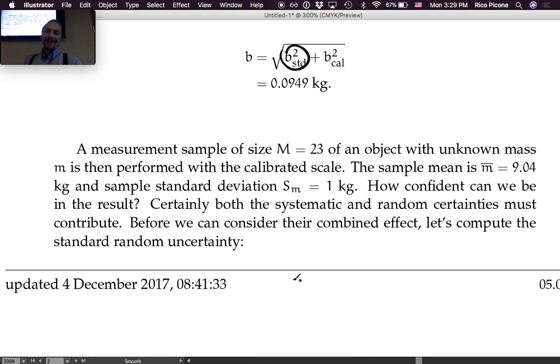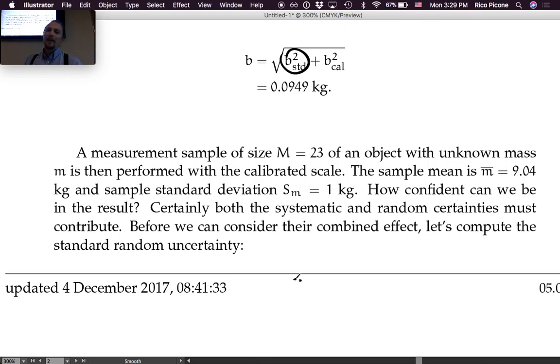Okay. Cool. So a measurement sample of size 23 of an object with unknown mass m is then performed with the calibrated scale. So now we're going to use the scale. It's calibrated now, there's some uncertainty, and now we're going to use it with a sample size of 23 to measure the weight of an object. The sample mean is 9.04 kilograms, and the sample standard deviation is 1 kilogram. How confident can we be in the result?